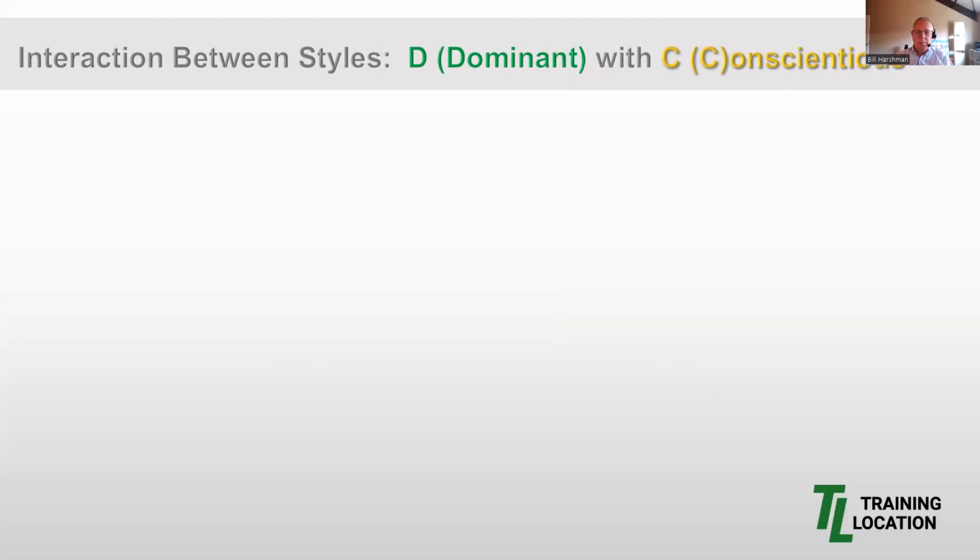Our topic today is interaction between styles, specifically a D or dominant with a C or conscientious. You'll discover simple and effective ways to improve interactions in your world. This session is one in a series discussing the interaction between four DiSC styles: again, dominant, influence, steady, and conscientious.